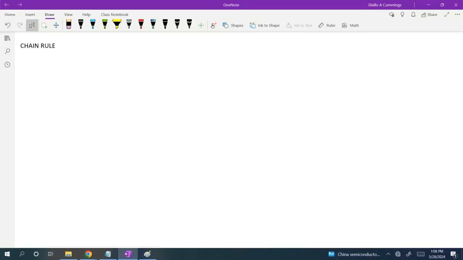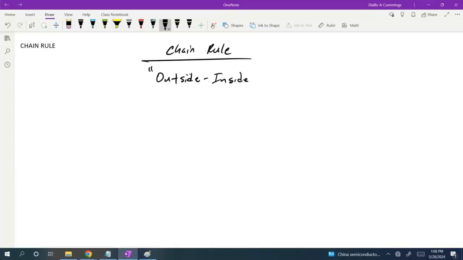Next, we'll take a look at the chain rule. And the chain rule is also known as the outside inside derivative. And the chain rule is used when you have a composition of functions.